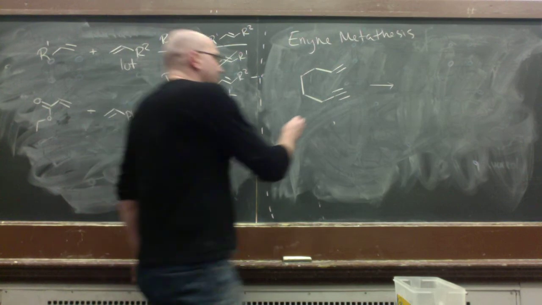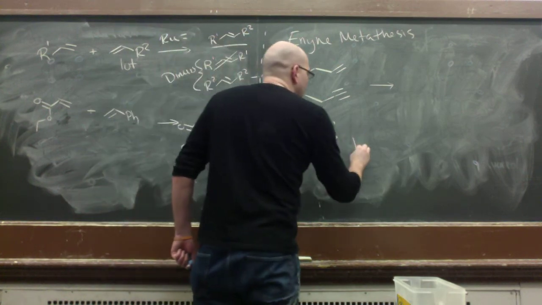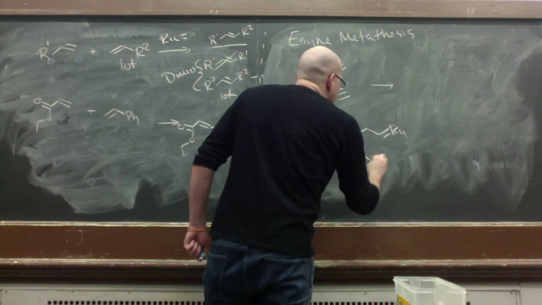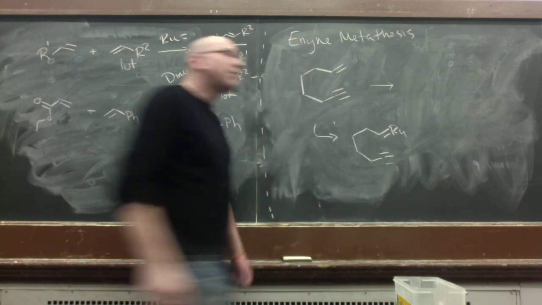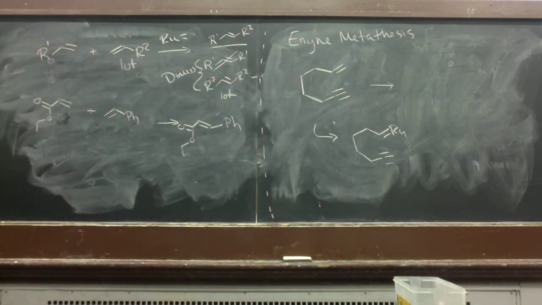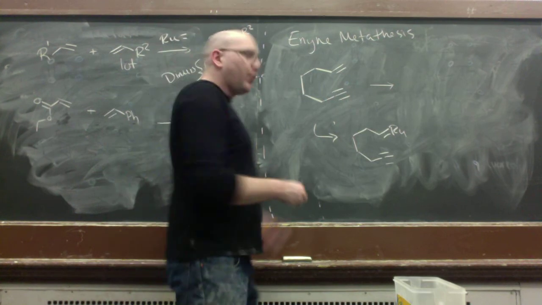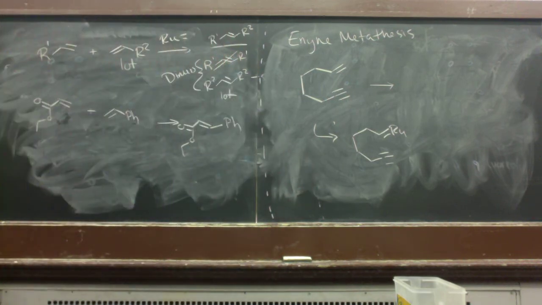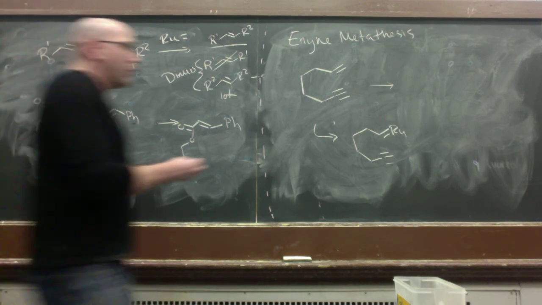I think based upon the 2+2, retro 2+2 argument, you could get to that species here. So you just go to ruthenium, 2+2, retro 2+2. You're now going to have the ruthenium carbon double bond. And now let's see what happens, right? If we take this ruthenium alkylidene and we again try the 2+2, retro 2+2 process, what would form?